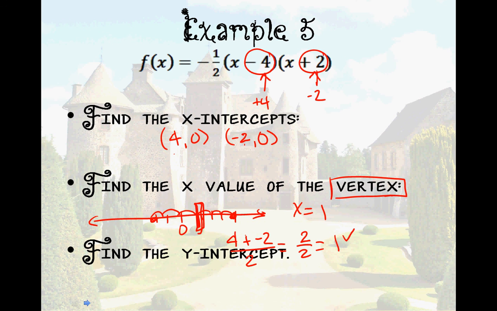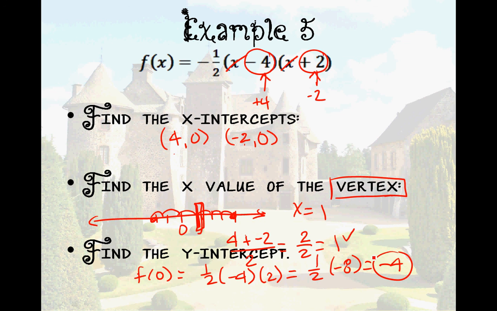Okay. And then for the y-intercept, just like before, we plug in a 0 for the x. So here's 0, here's 0. We end up with 1/2 times negative 4 times 2, which is 1/2 times negative 8, which is negative 4. Okay, so pause if you need to.